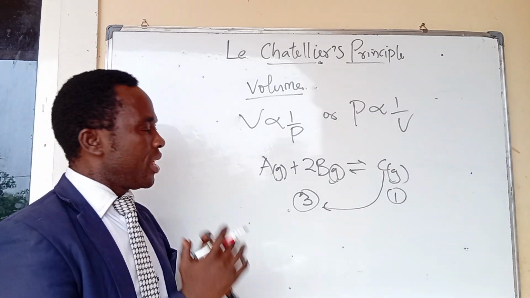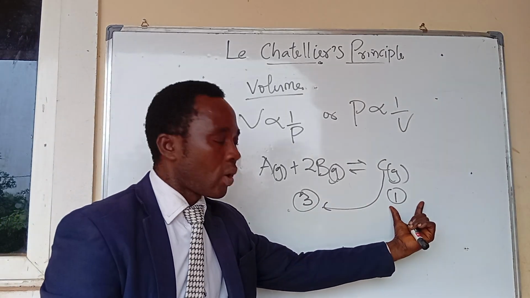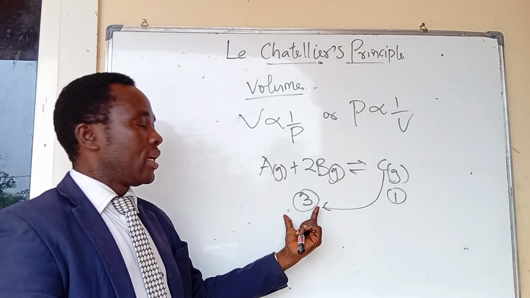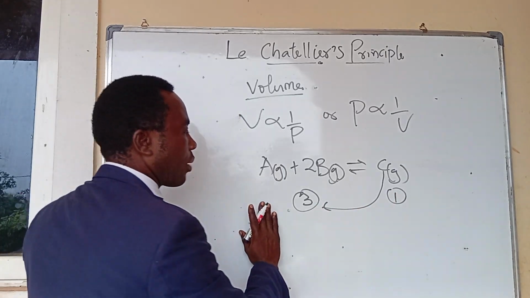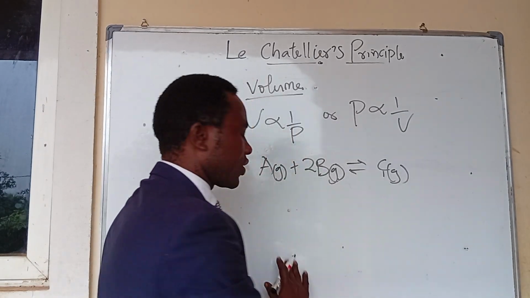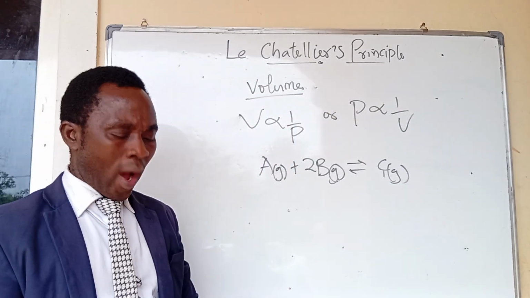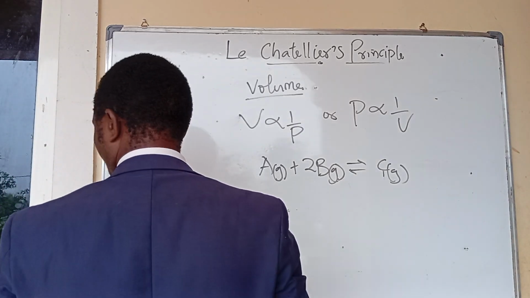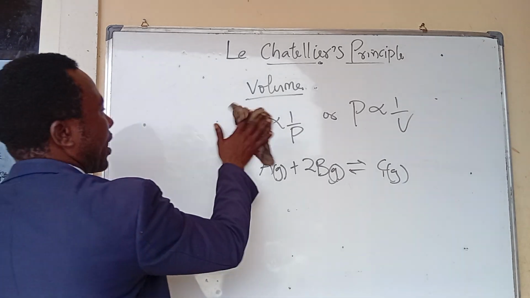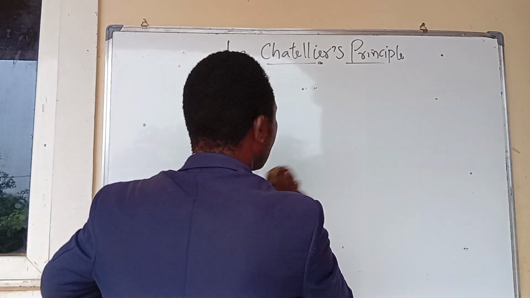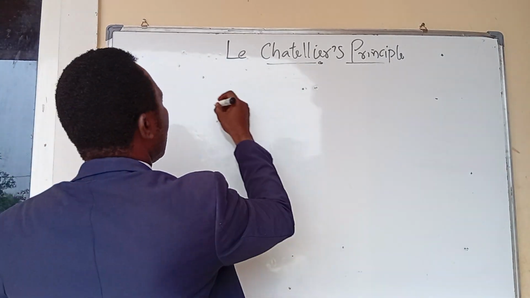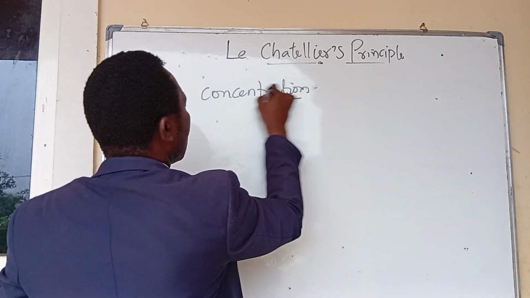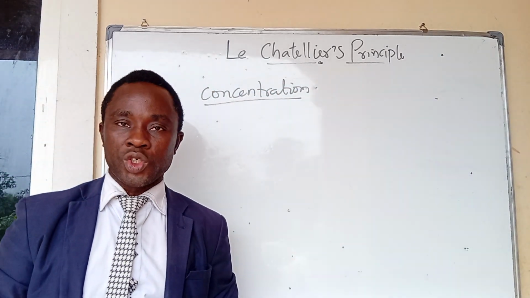Assuming it is pressure, an increase in pressure will favor the smaller number of moles. But now an increase in volume will favor the larger number of moles. So in summary, an increase in volume favors the higher number of moles, while a decrease in volume will favor the smaller number of moles. Now we have learned about temperature, pressure, and volume. Now the last is concentration. What is the effect of concentration on equilibrium position?